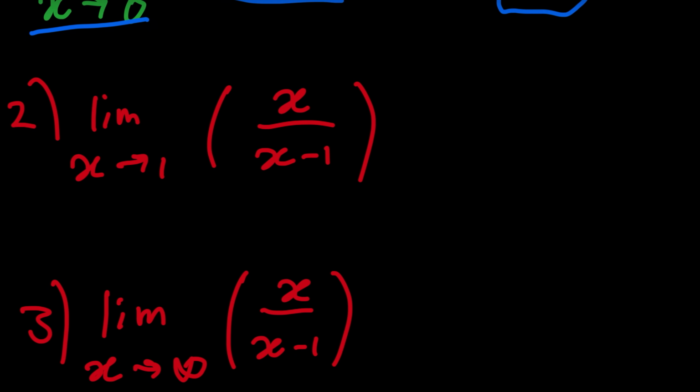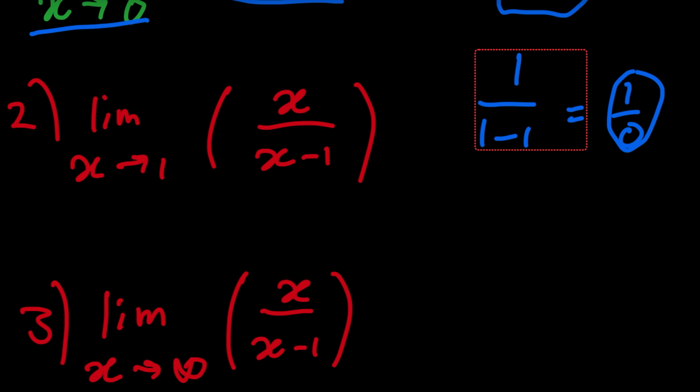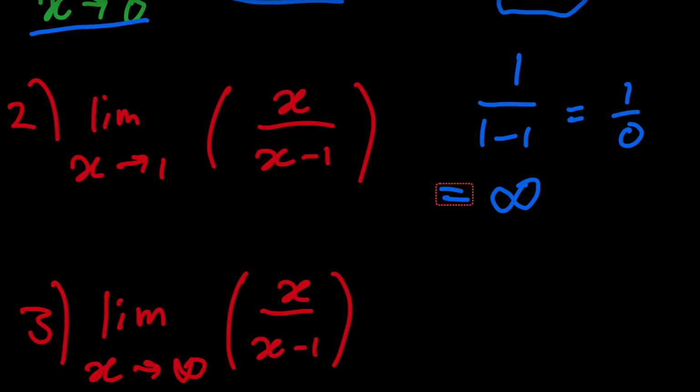Now let's see this one: limit as x approaches 1 of x over x minus 1. If we plug in 1 here, we get 1 over 1 minus 1, which is equal to 1 over 0. That right there is a vertical asymptote, right? So if it's a vertical asymptote, we say that it approaches infinity. There's not much else we can do here, as we can't really change the asymptote.